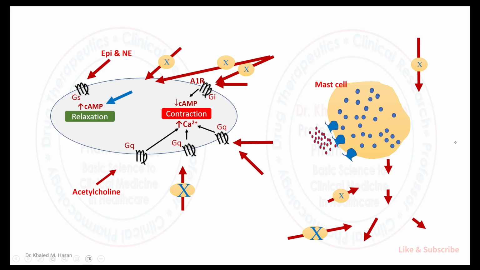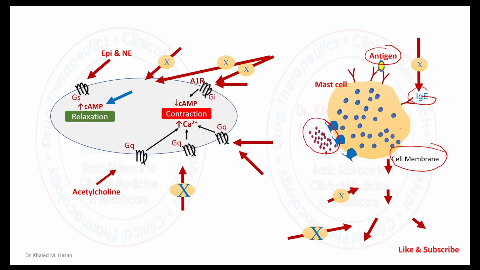As you can see in the slide here, we have the mast cells, and the mast cells exposed to the allergen. Allergen binds to the IgE. This will lead to degranulation. The cell membrane will be activated, and this will lead to the activation of an enzyme called phospholipase A2.